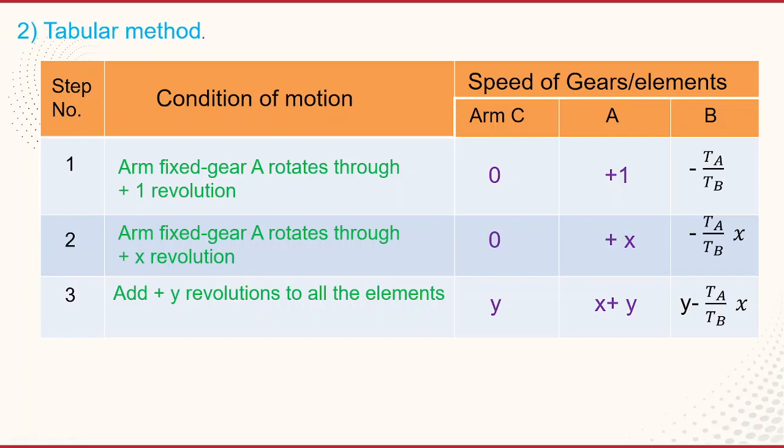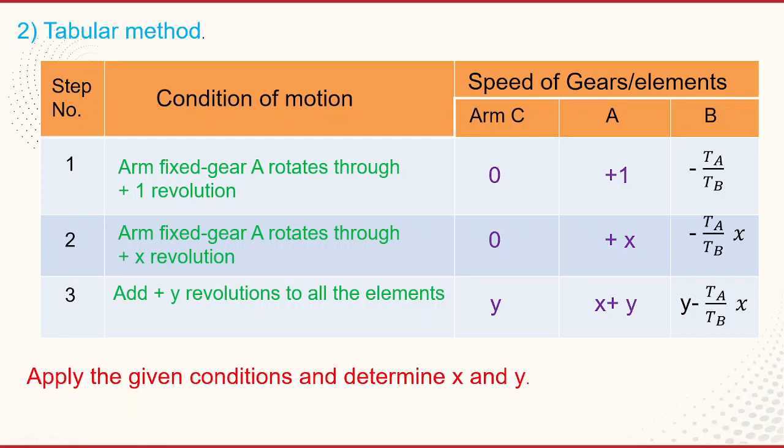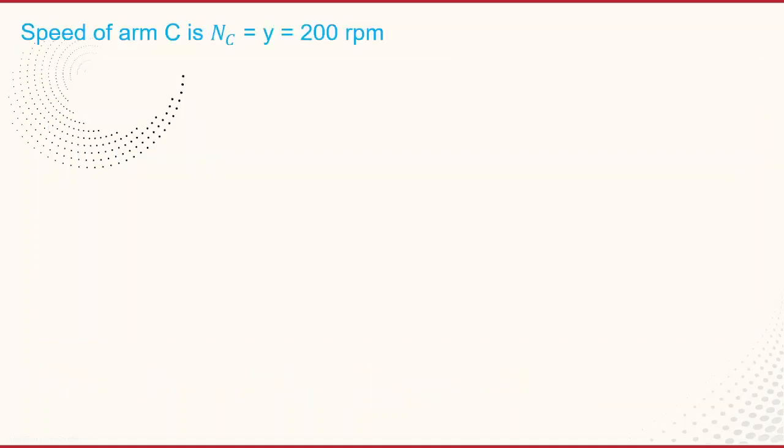Now applying the boundary conditions, apply the given conditions and determine x and y. Once you know x and y, you can substitute them here and find out the speeds of the different elements involved in the epicyclic gear drive. Now let us see that the speed of arm C is 200 rpm is given. That is NC equal to y equal to 200 rpm.